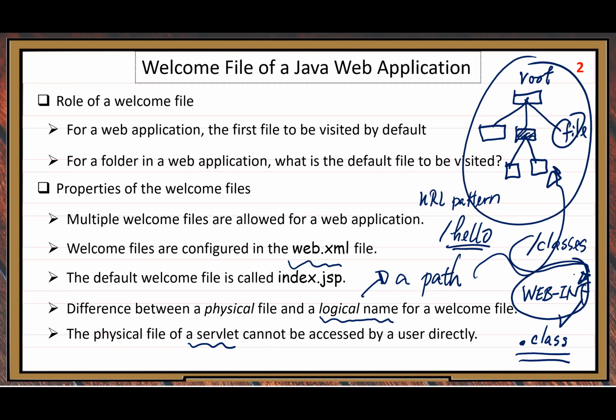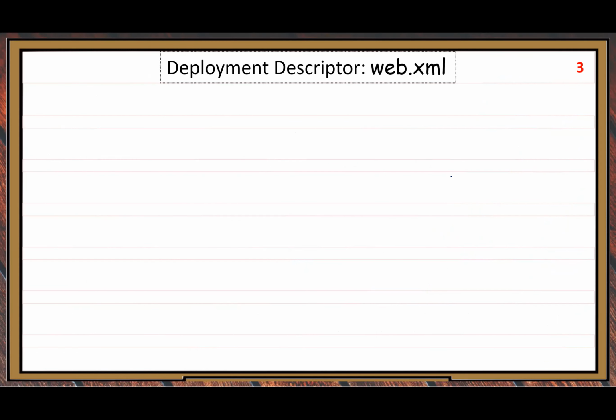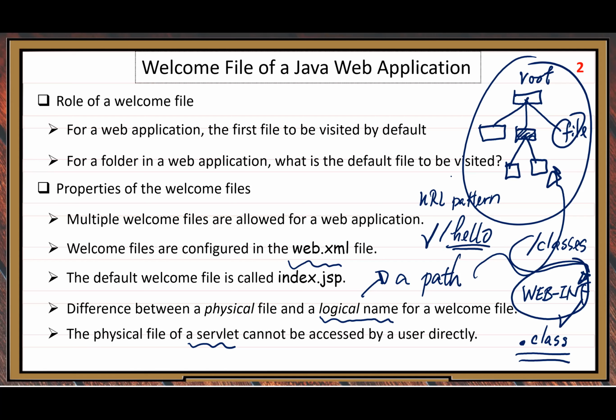But what do we provide outside people as the way to access servlets? The URL pattern. That's the logical name. So here you see the difference. Then there is another property. Probably I didn't put it here, but that property is important.